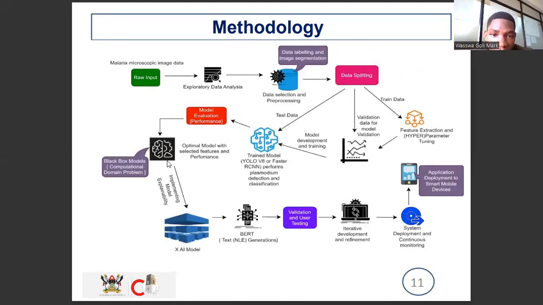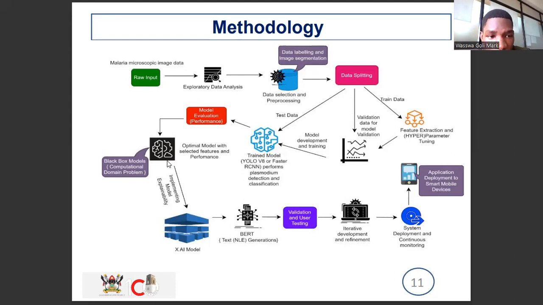To take you through the method, this is the methodology that we're going to use. First of all, we have raw input, then exploratory data analysis, part of which we performed to achieve the preliminary results that we have obtained. Then data processing and data selection. We split the data into train, validation, and testing. We train models, YOLOv8 and RCNN, to obtain the preliminary results we have, and we perform model evaluation. We use a few metrics like accuracy, precision, recall, and F1 score, with the confusion matrix too.